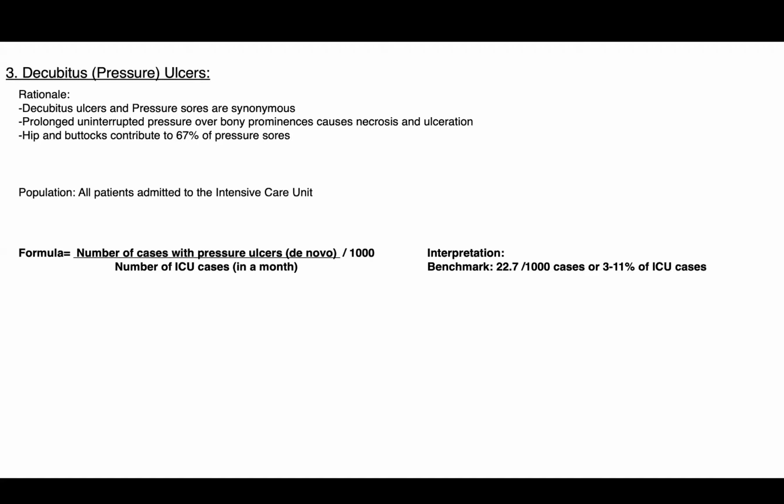Then coming to decubitus or pressure ulcers. The rationale is that decubitus ulcers and pressure sores are synonymous. Prolonged uninterrupted pressure over bony prominences causes necrosis and ulcerations. The hip and buttocks alone contribute to 67% of the sores. The population includes all patients admitted to the intensive care unit, and the formula is the number of cases with pressure ulcers, that is new onset de novo, divided by the number of ICU cases in a month, per 1000. Here the benchmark is 22.7 per 1000 cases, or 3 to 11% of the ICU cases.